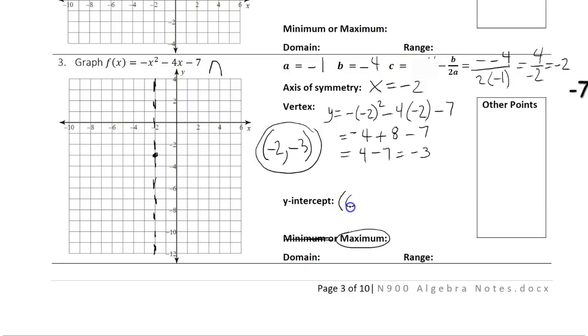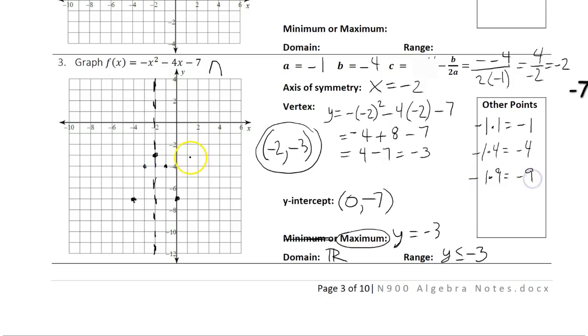The y-intercept is (0, -7). The maximum is at y equals -3. The domain is all real numbers. The range is y is less than or equal to -3. Find the rest of the points. Multiply a, which is -1, times 1, 4, 9, 16, and so on. Draw a smooth curve and you are done.